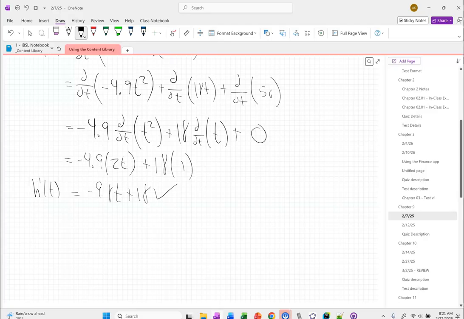Now this is the same as our velocity, right? Why do I know that that's the same as velocity? Because it's the derivative of position. Because I just took the derivative of position, I know my equation is a velocity equation now.